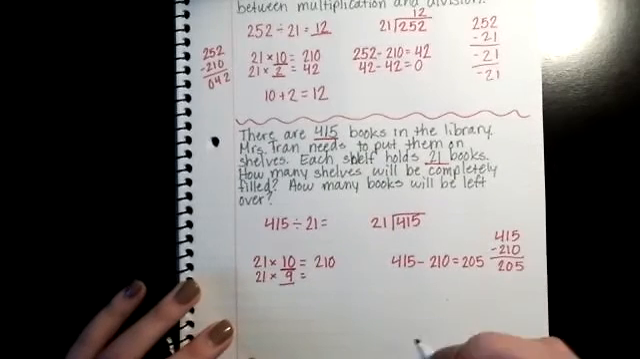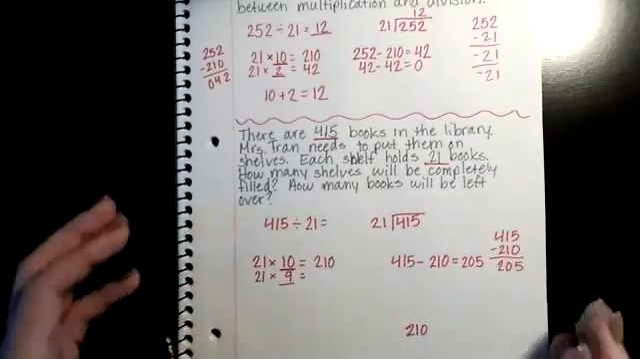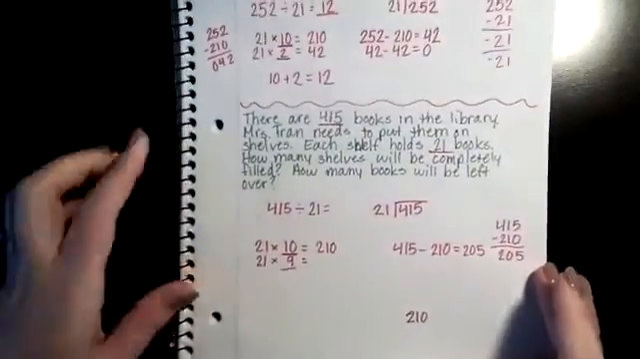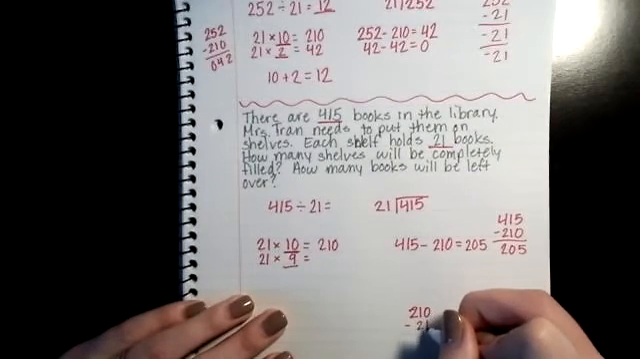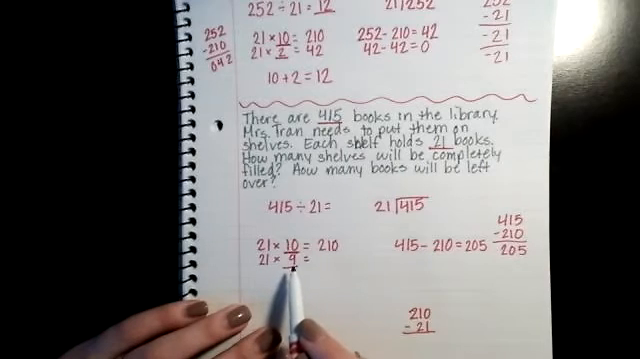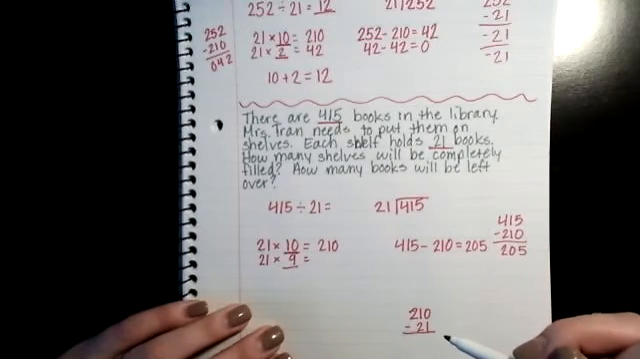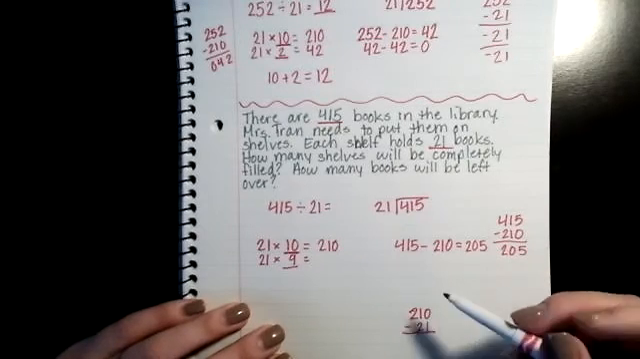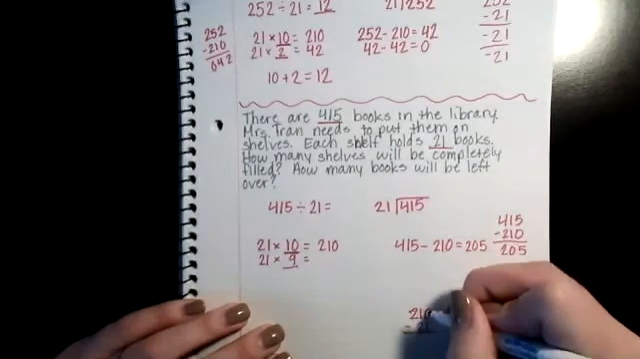So I could take 210 and just subtract one group of 21 from it, okay? Because this is one less group of 21 than this is. This is 10 groups of 21, this is 9 groups of 21. So if I take away one group of 21, then I can get my number here. So 210 minus 21, let's work that one out.